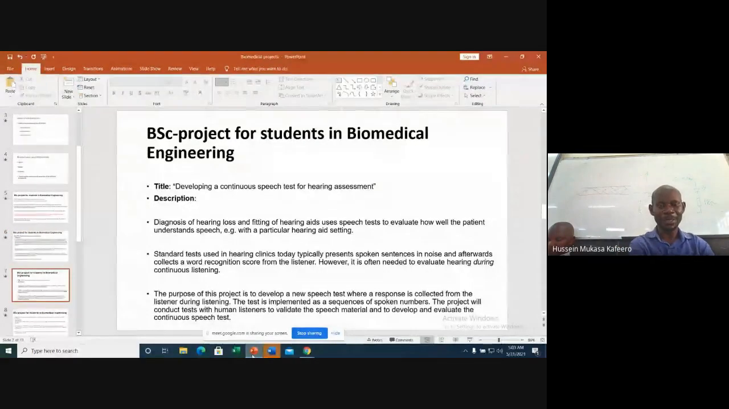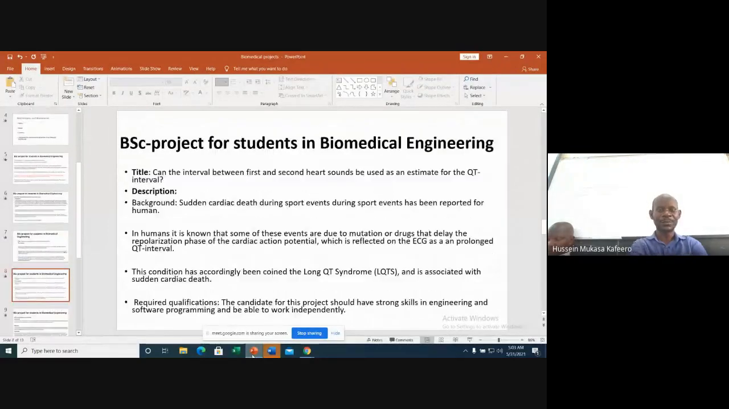Then, can we develop a speech test and a hearing assessment for those with hearing disabilities? When we diagnose hearing disabilities early in life, we can mitigate the problem. So can we develop a speech test for hearing assessment early, while the child is developing? That's an area one can venture into.